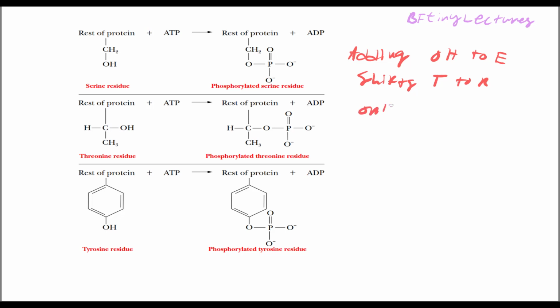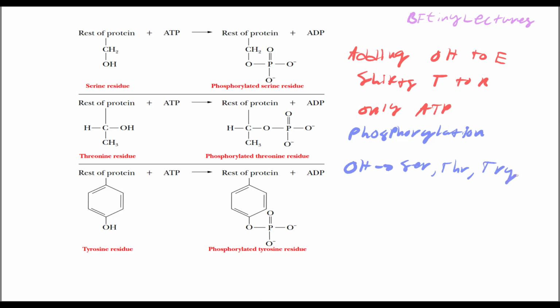Only with ATP, okay? Because essentially what we're trying to do is phosphorylate the enzyme. So we're doing a phosphorylation, okay? So we're going to be using the ATP phosphate, and we're going to be using the hydroxyl group. Where do we get the hydroxyl group? You actually get the OH from serine, threonine, and tyrosine, right?